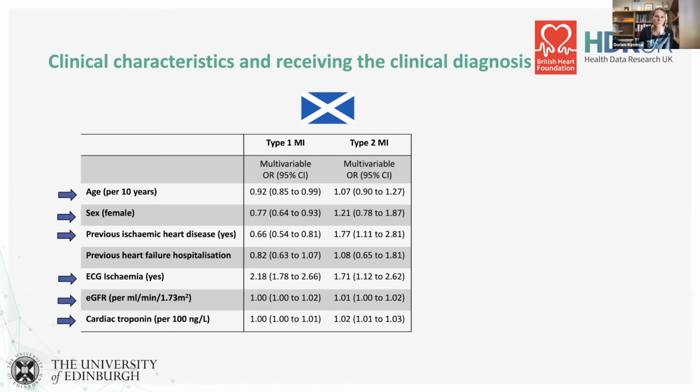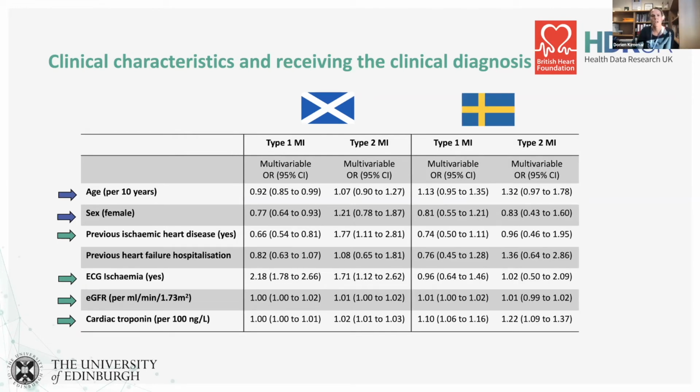Similar to that, we didn't see the differences for type 2 MI, but we also didn't see that already in the unadjusted analysis. Troponin also remained a strong independent predictor, and you do see here the variables like ischemia, eGFR, and troponin that were also independent predictors for type 2 MI. It was less strong again, but that is already the result we did see in the unadjusted analysis.